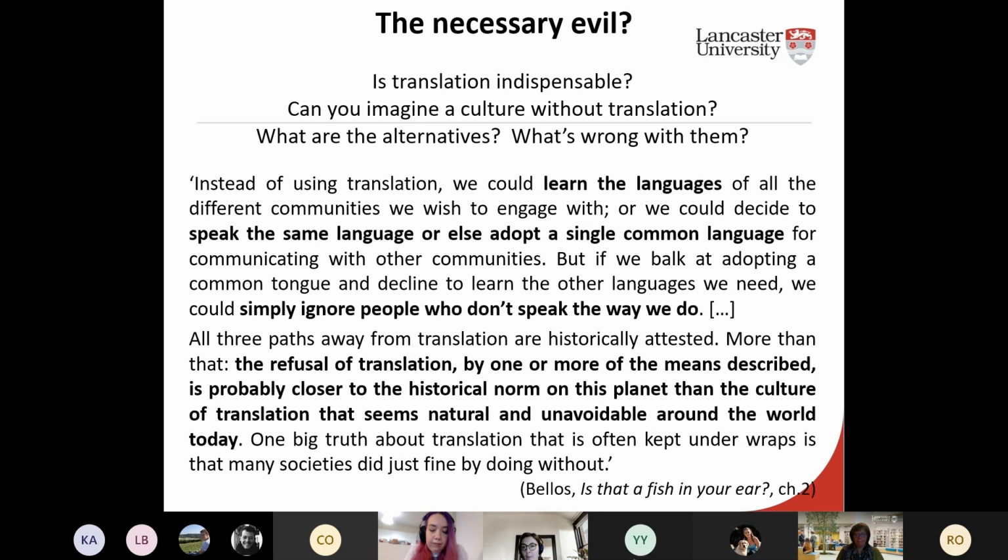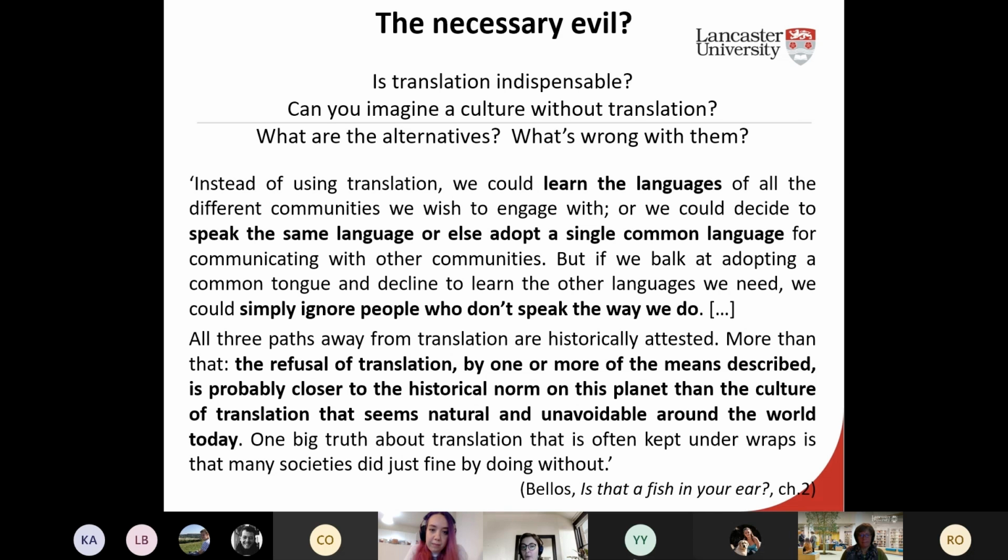So some people have tried to create one language out of different languages. It never really took off, it must be said. Everyone always reverted to translation. Or David Bellos suggests we could simply ignore people who don't speak the way we do, which doesn't sound very good, very congenial at all.